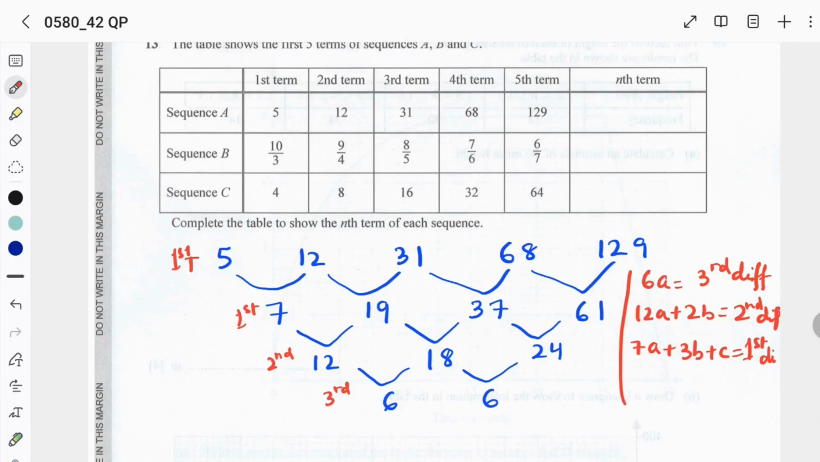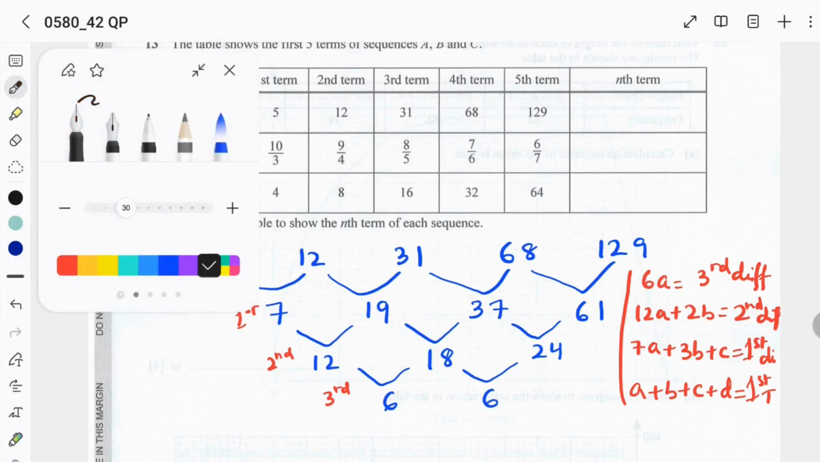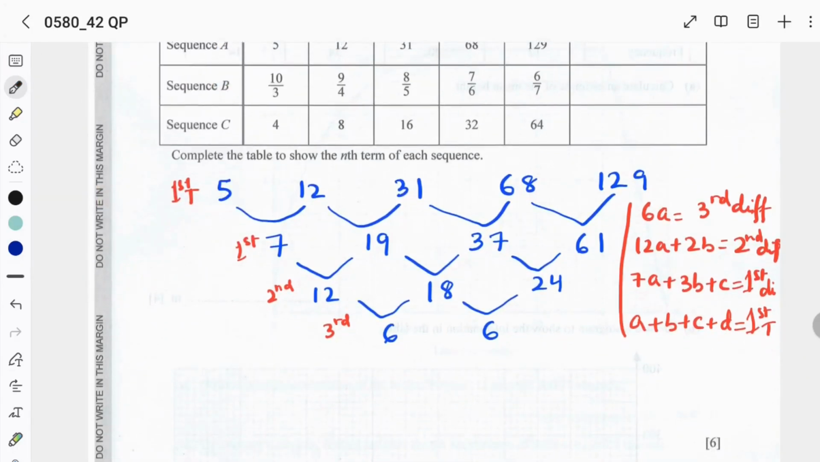and it's very easy for you to find the nth term of the cubic sequence whenever the third difference is constant. a plus b plus c plus d equals the first term. You can see that we go backwards: first the third difference, then the second, then the first, and the first term. Now we are going to apply this formula one by one.